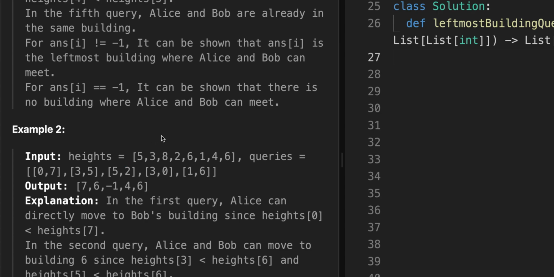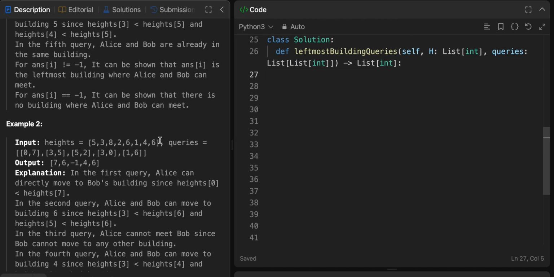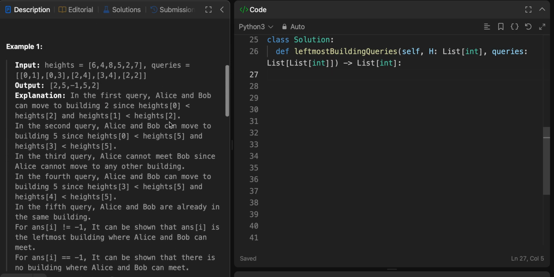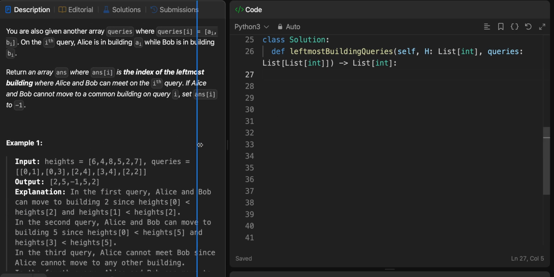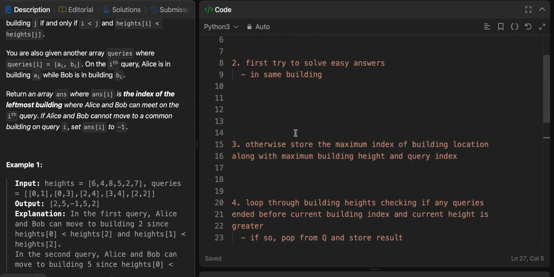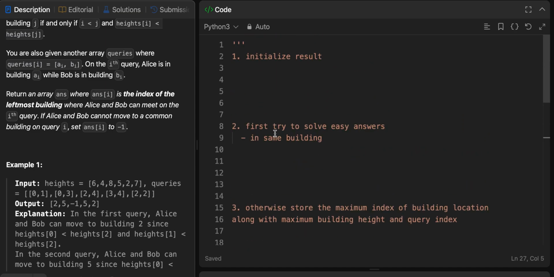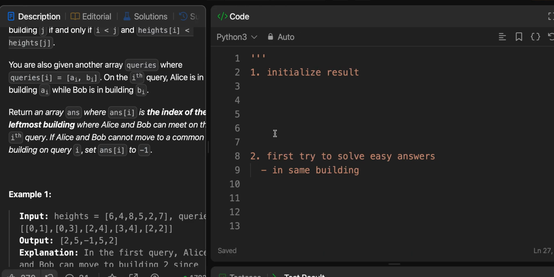Okay, I just wanted to make that clear that we don't know who is at the higher building, Alice or Bob. So we'll just need to keep that in mind. I think this problem is a little bit challenging, but I've written some notes and that should help us make it easier. So there's 4 steps, and let's just attack this problem step by step.